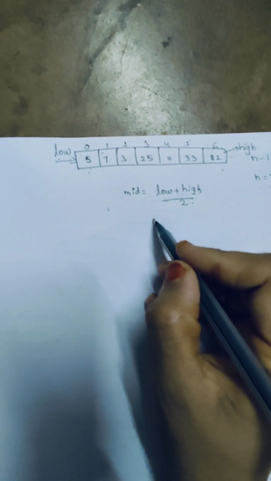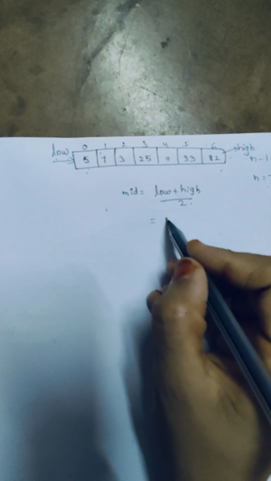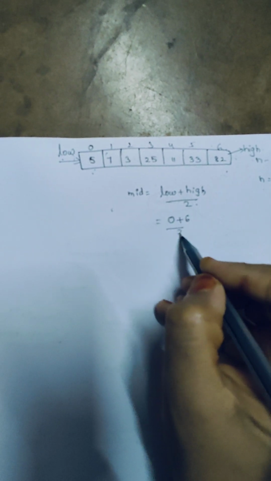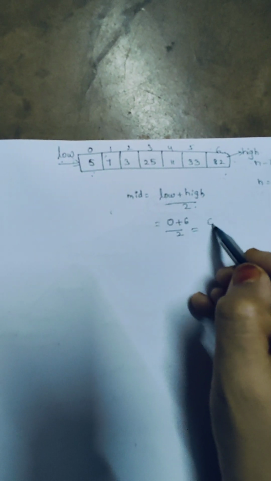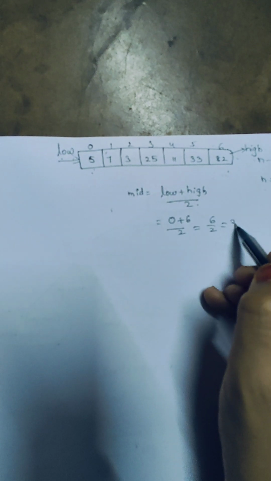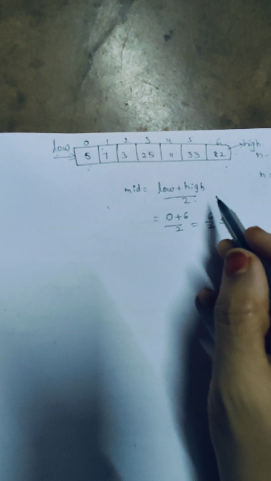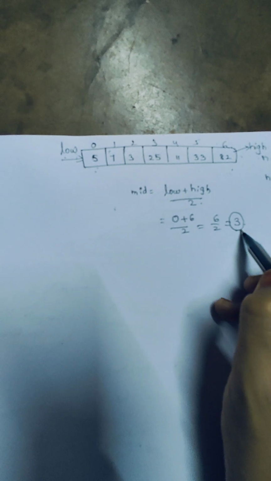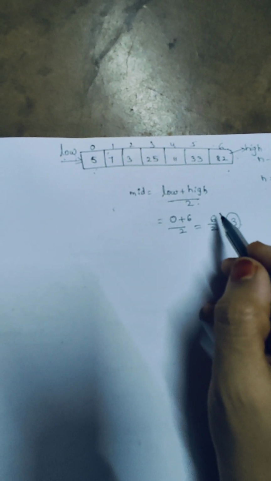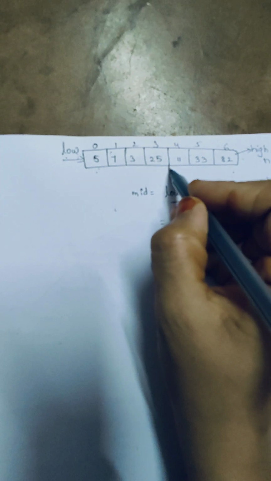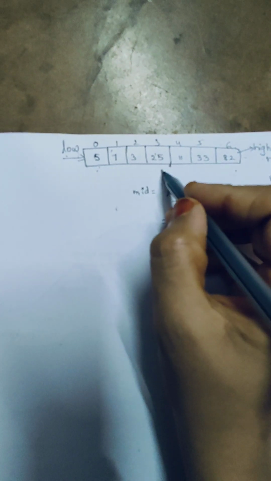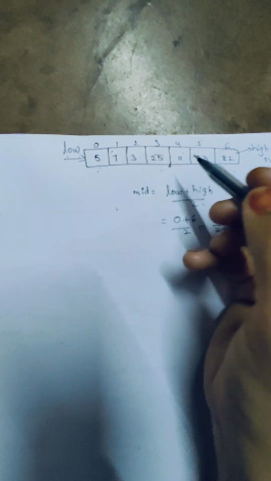What is the low value here? The low index is 0, plus high is 6, divided by 2. So 6 by 2 is 3. We can divide the complete array at the mid element, which is 3. Based on this mid element, we divide the array into two parts: 0 to 3 is one part and 4 to 6 is another part.